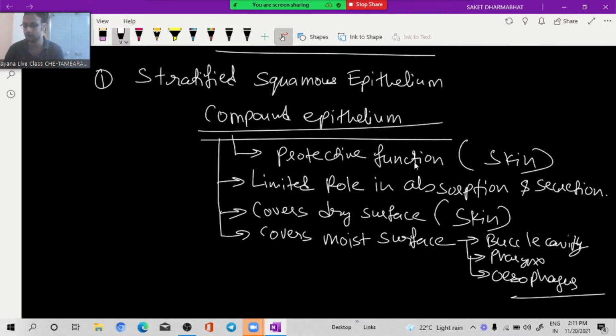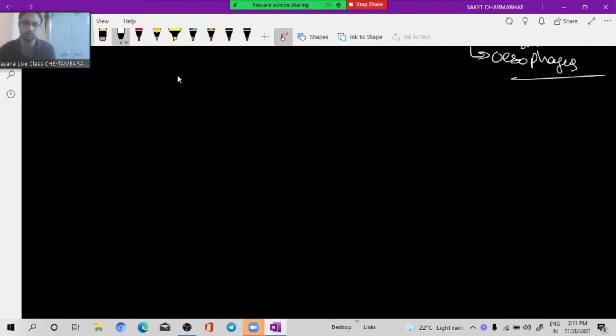Here this stratified squamous epithelium is given. Have you written? Can I scroll up this? Yes, sir. Okay, super. So first we are going to talk about stratified squamous epithelium.